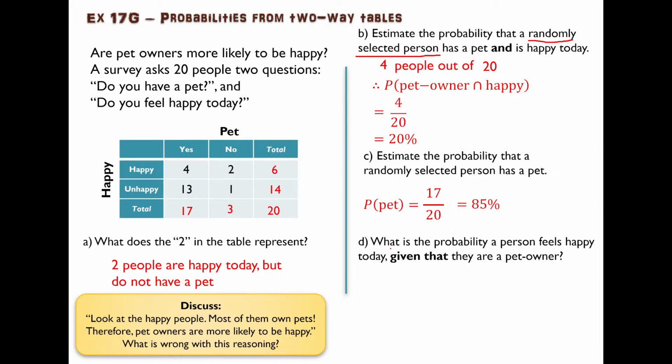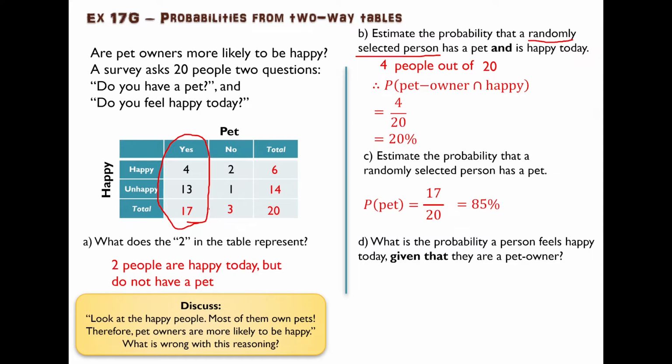Finally, what is the probability that a person feels happy today given that they are a pet owner? Another way of phrasing this is I randomly pick a pet owner. Assume that someone is a pet owner. I have randomly chosen one of these people, not someone from the whole group. I've randomly chosen someone who owns a pet.